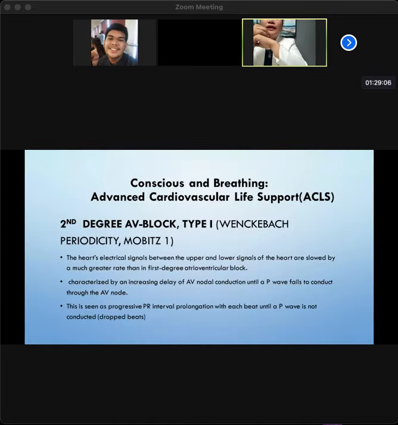Okay. For the second degree AV block, type 1, also known as Wenckebach periodicity or Mobitz 1. The heart's electrical signals between the upper and lower chambers of the heart are slowed by a much greater rate than in first degree atrioventricular block. It is characterized by an increasing delay of AV nodal conduction until a P wave fails to conduct through the AV node. This is seen as progressive PR interval prolongation with each beat until a P wave is not conducted. Okay? Causing a drop beat.